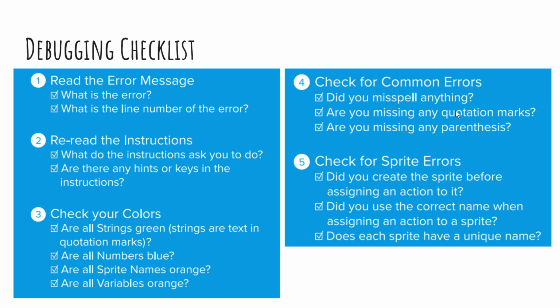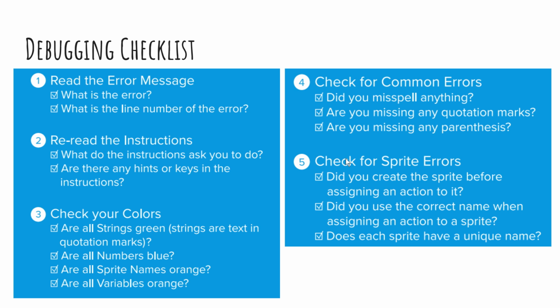Common errors are I have misspelled something or miscapitalized something. Capital A is different than lowercase a in binary. We know that. And so it's important that it's always capitalized and spelled the same. Are you missing quotation marks, and are you missing parentheses? Those are some of the most common errors. And then lastly, check your sprite for errors.